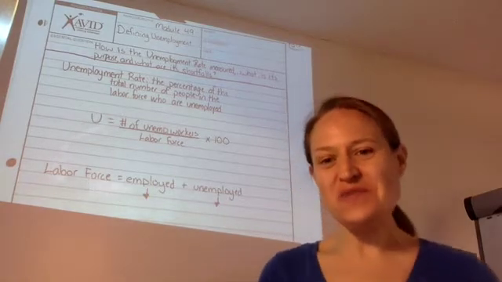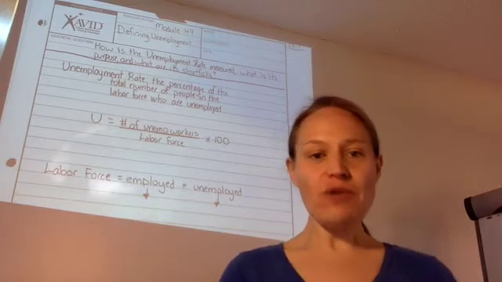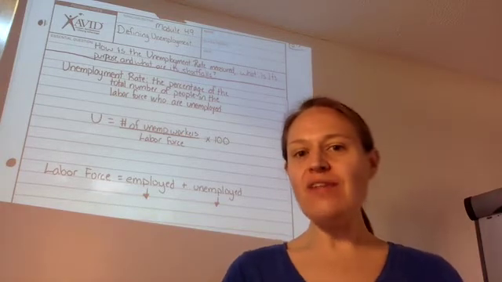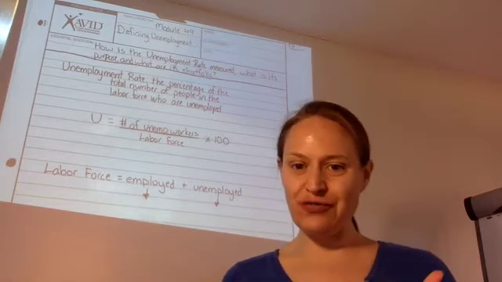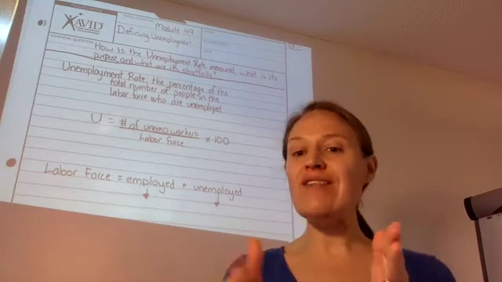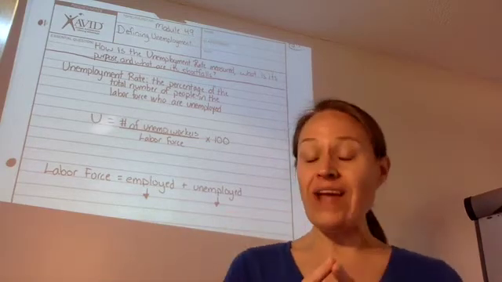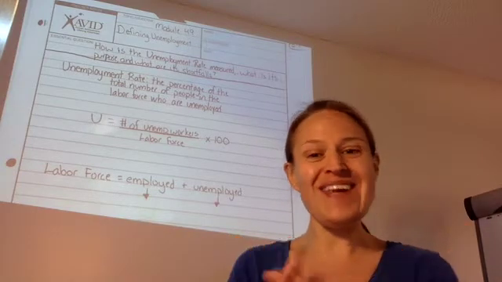Hey macro students, welcome to Module 49, Defining Unemployment. So we're focusing on the question of how is the unemployment rate measured, what is its purpose, and what are its shortfalls. So this entire unit, Unit 2, is about ways that we measure the economy, ways that we know whether the economy is doing good or doing not so good.